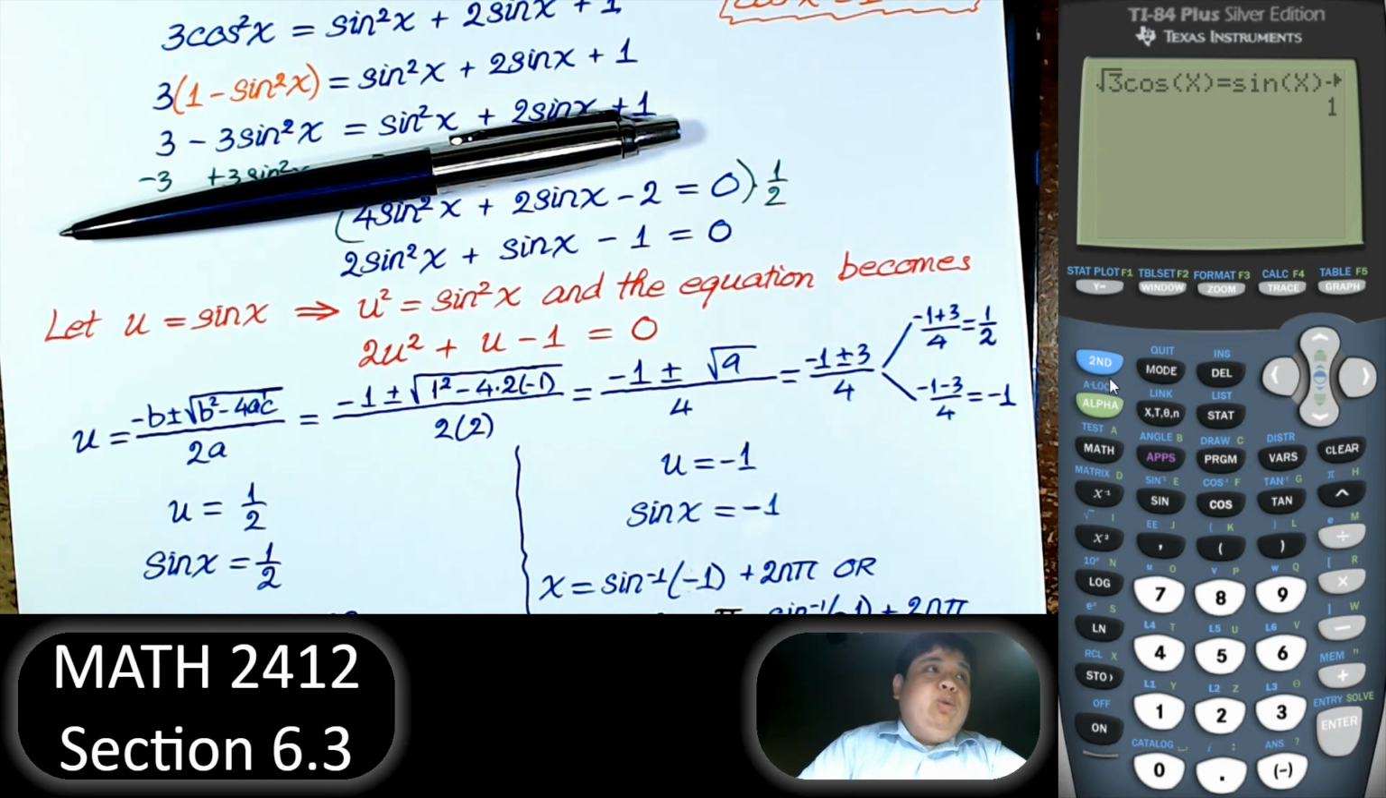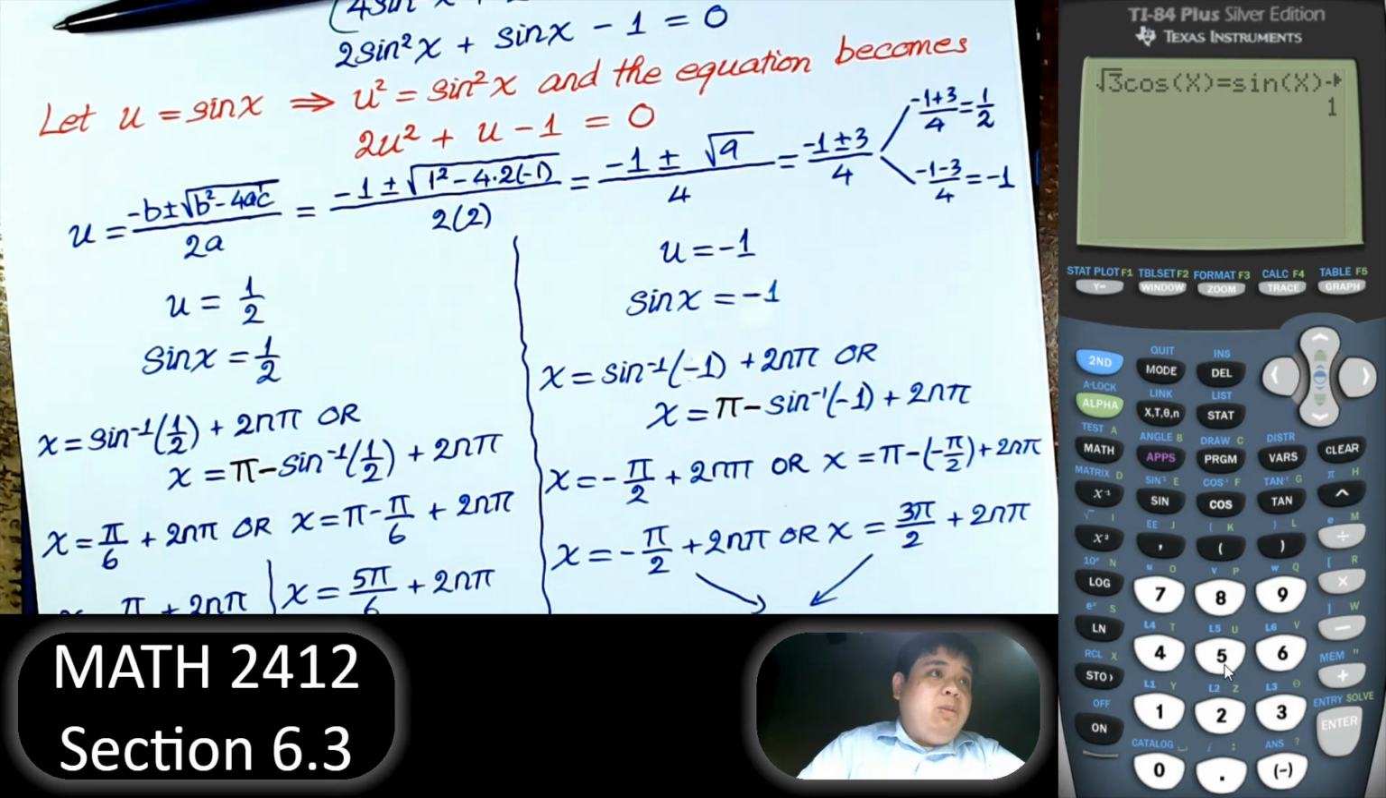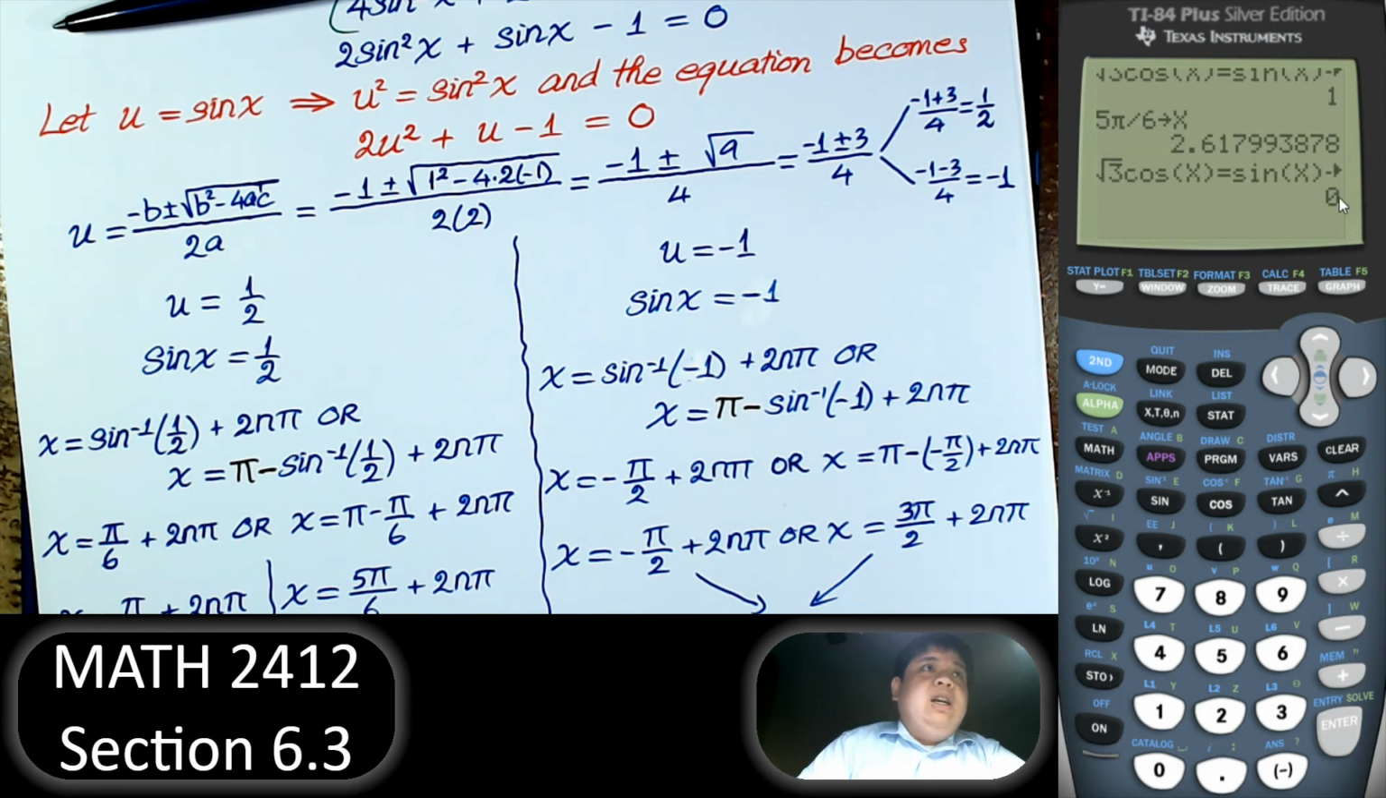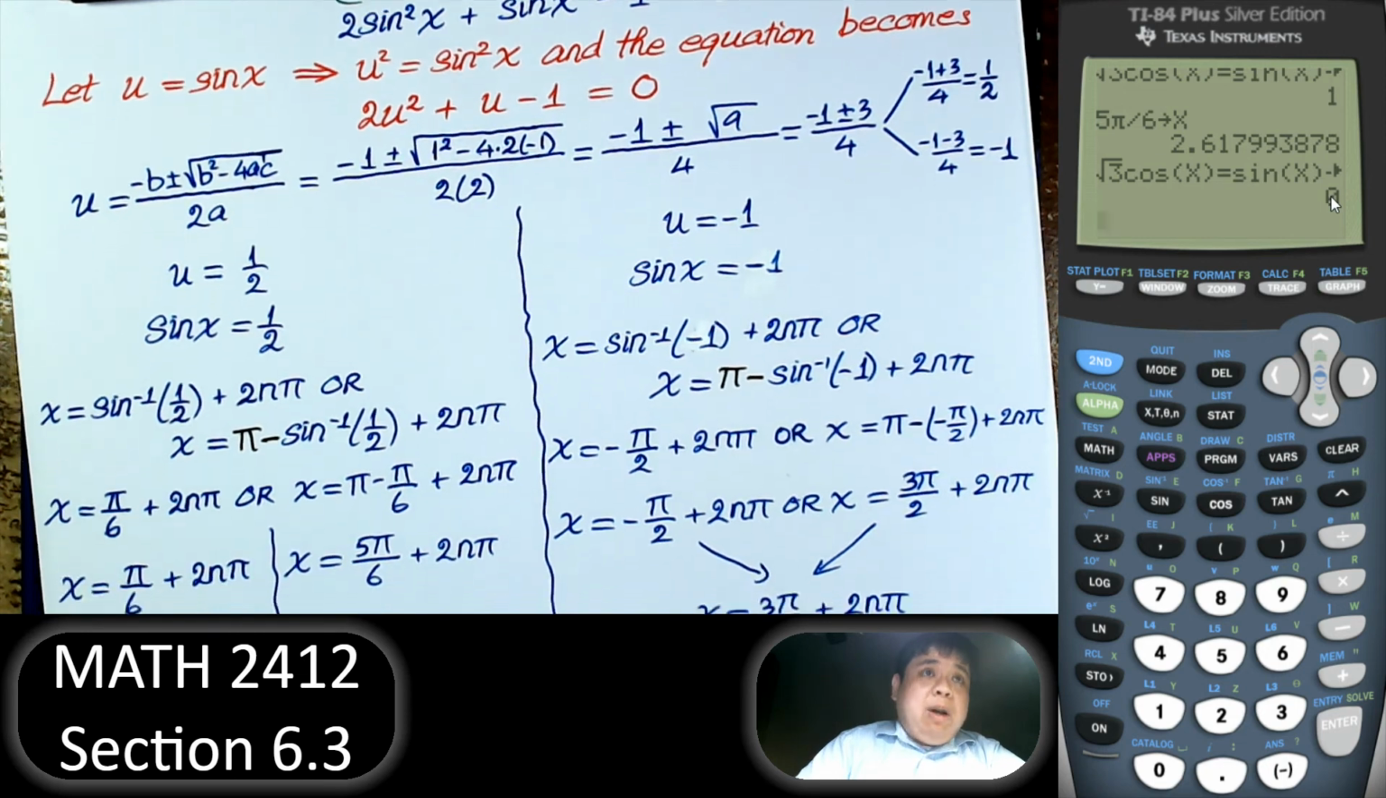This is equal when we use the second math test. It will test the logic values. If it is equal to 0, it will be false. If it is equal to 1, it is true. Now let's choose a different value for x, like 5 pi over 6, store into x. And let's test this equation again. It's false. Now how about 3 pi over 2?